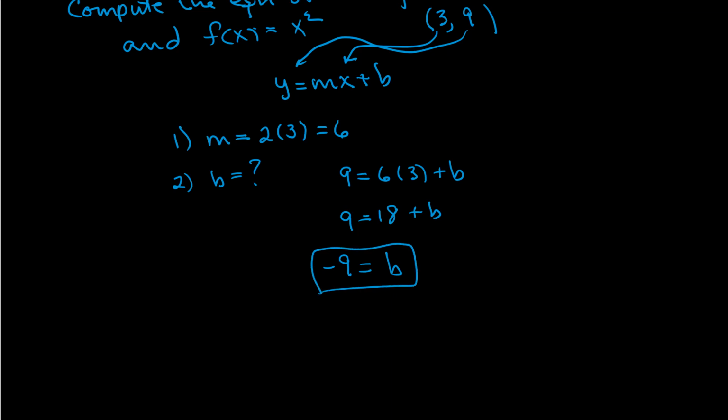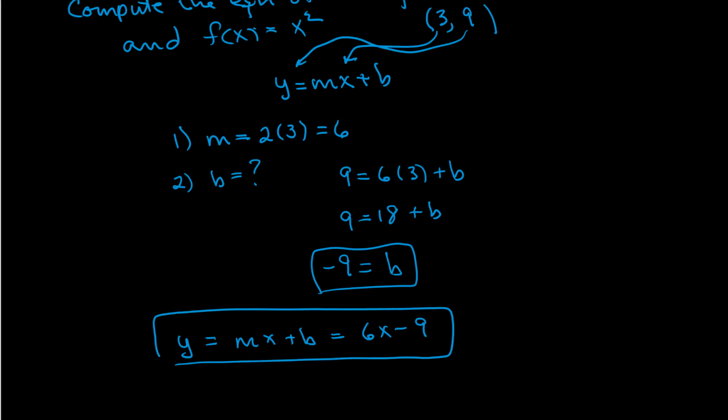Up in part 1, I have my value for the slope, and I can write my equation. y equals mx plus b becomes a slope of 6 plus a negative 9, so it's 6x minus 9. This is the equation of the tangent line at x equals 3.